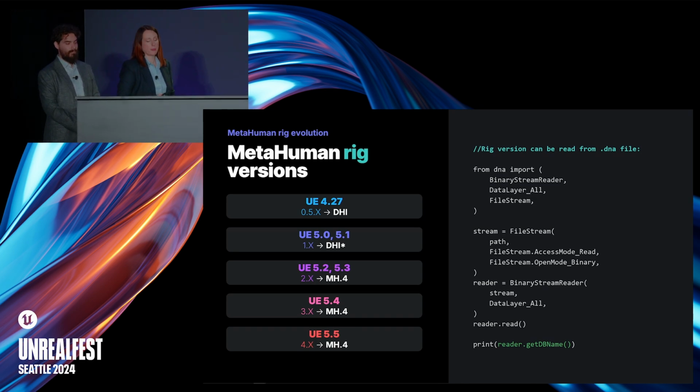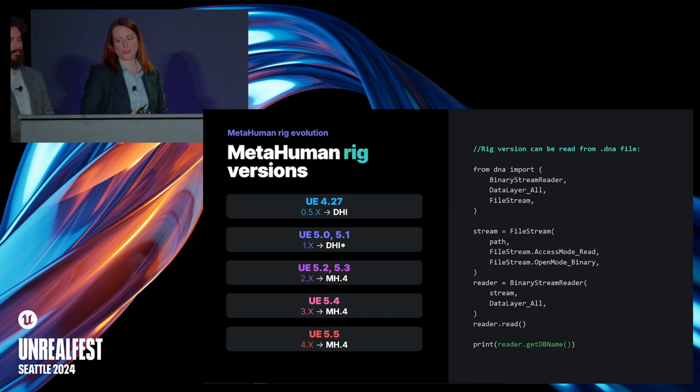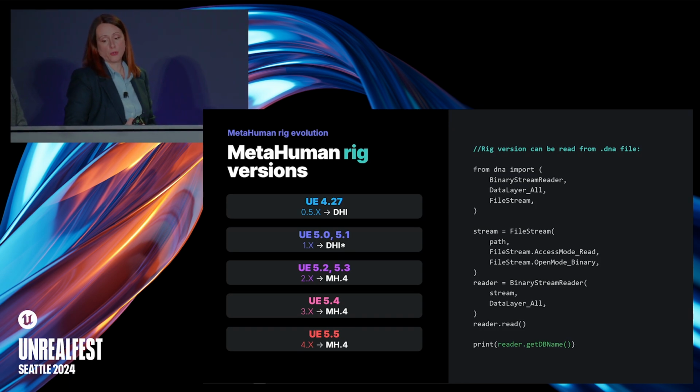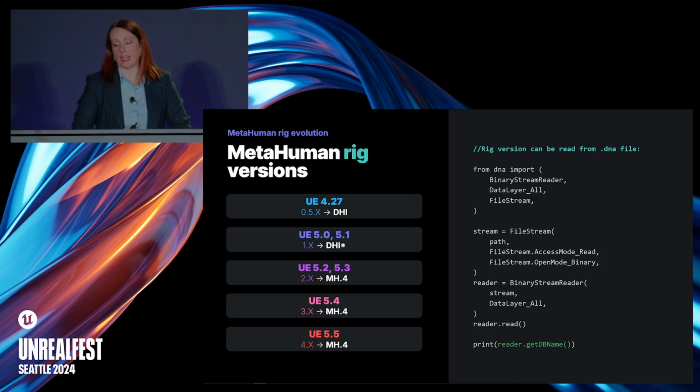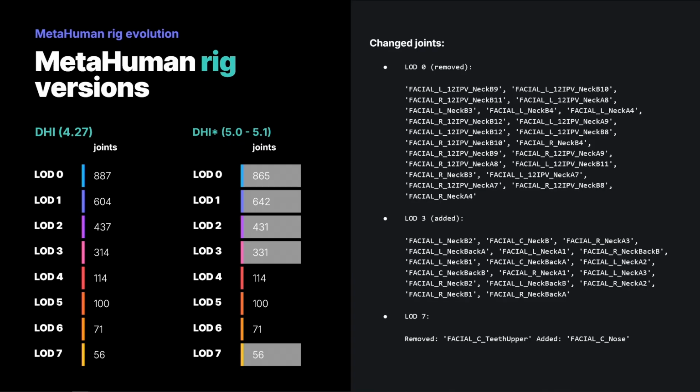If you execute the command get dbName, you will now get the value mh.4. Previously, it would return dhi as a value. Obviously, the rig is not the same in UE versions 4.27 and 5.0, so I put an asterisk to make distinction between them. Now I'm going to give a detailed overview of rig updates between versions. First, I'll compare rigs between engine versions 4.27 and 5.0.